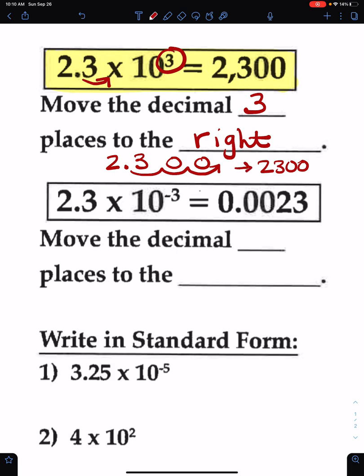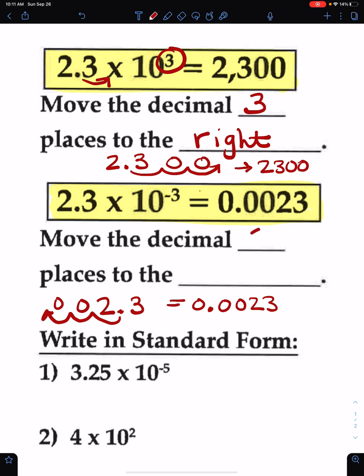For the next example, we have the same number at the beginning, but our exponent is negative, which means we want to make a small number. And to make a small number, I'm going to take that decimal and move it 3 places to the left. And just like the other example, if there aren't numbers in those places, you're going to add zeros, and that's how we get 0.0023. Most people put a 0 in front of the decimal also. So we would move that decimal 3 places to the left.